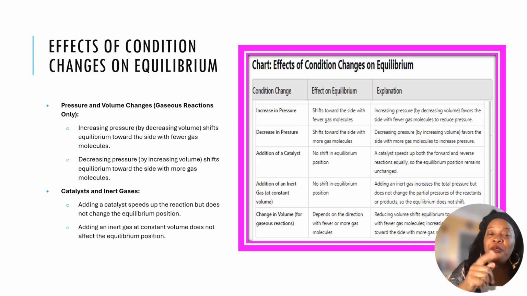Another thing: catalysts and inert gases. Adding a catalyst does what? What did I say earlier? It speeds up the reaction, but does not change the equilibrium position. Adding an inert gas at constant volume does not affect the equilibrium position either. So you want to be familiar with the conditions that don't change a thing. It's just going to stay the way it is, whether you add the catalyst or not. Just a little tip to help you remember. Again, put them on those index cards.